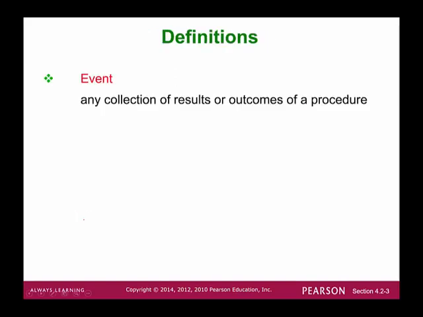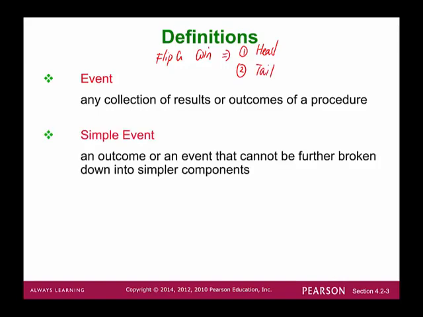So let's take a look at some basic definitions of probability. First of all, event. An event is any collection of results or outcomes of a procedure. For example, if you flip a coin, you basically have 2 outcomes. The first outcome is getting a head. The second outcome is getting a tail. Either one of these is an outcome of the procedure, or a collection of the results.